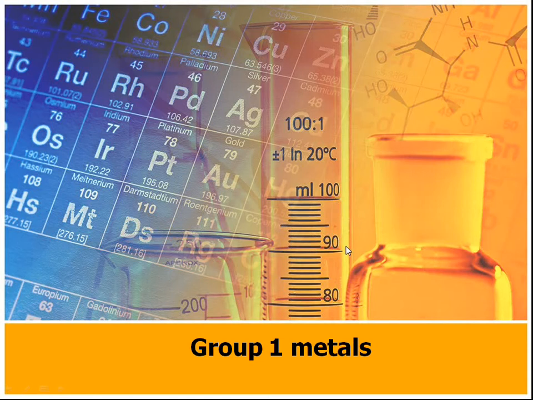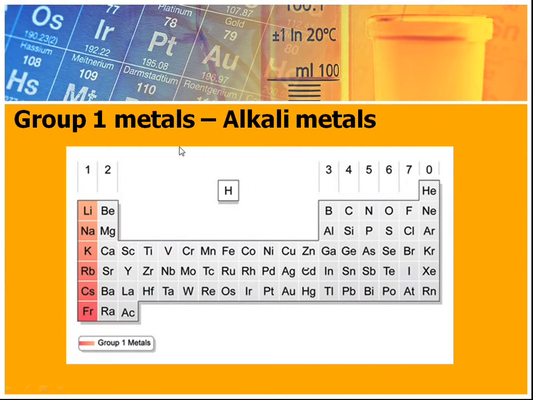Right, let's have a look at the group 1 metals. So the group 1 metals are called the alkali metals, okay? And here they are in group 1 of the periodic table. So we start with lithium at the top, then sodium, then potassium, then rubidium, then cesium, and then francium.